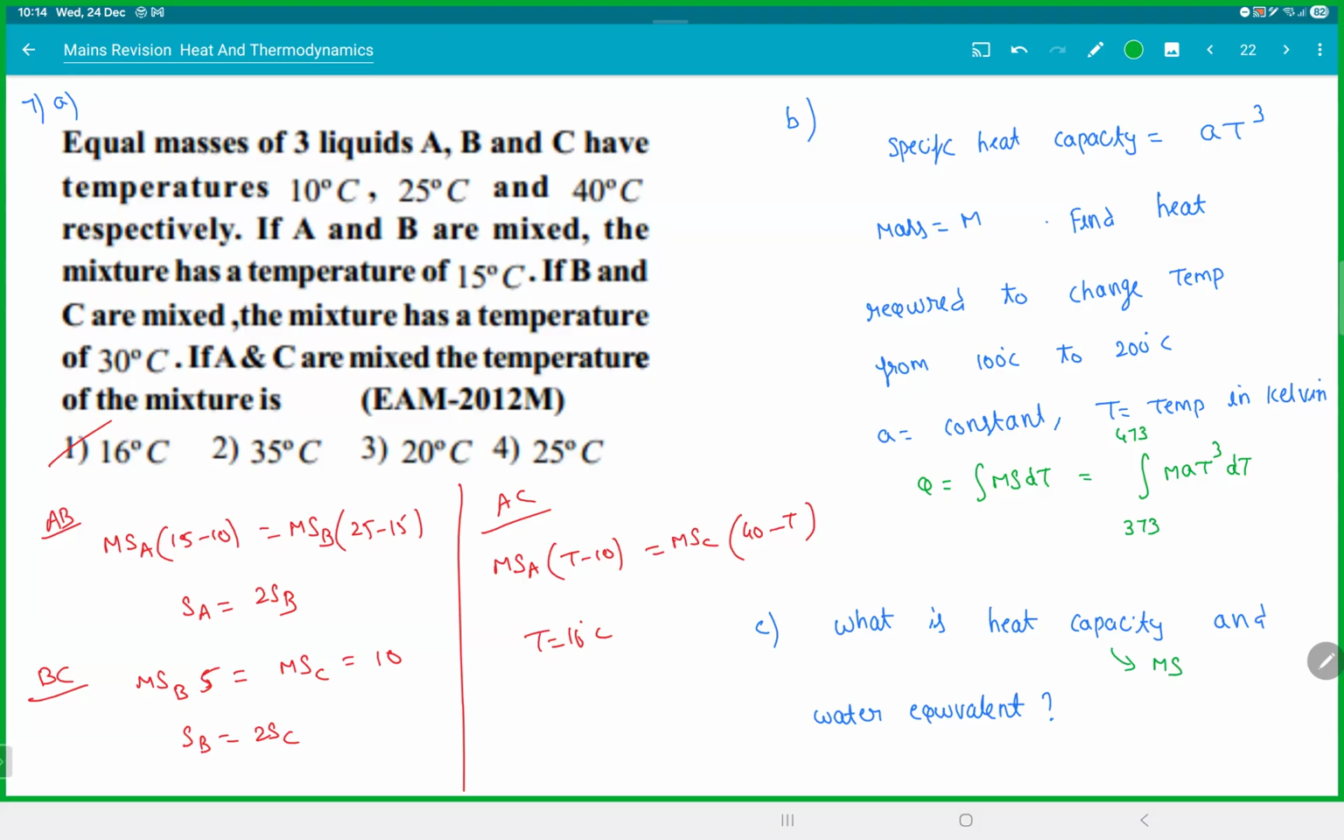What is water equivalent? The amount of water which will give you the same temperature change as the body for the same heat. If you say a body has 100 grams water equivalent, it means if you take 100 grams of water and the body, if you give them the same heat, they'll have the same temperature change. Amount of water which gives the same temperature change as the body.